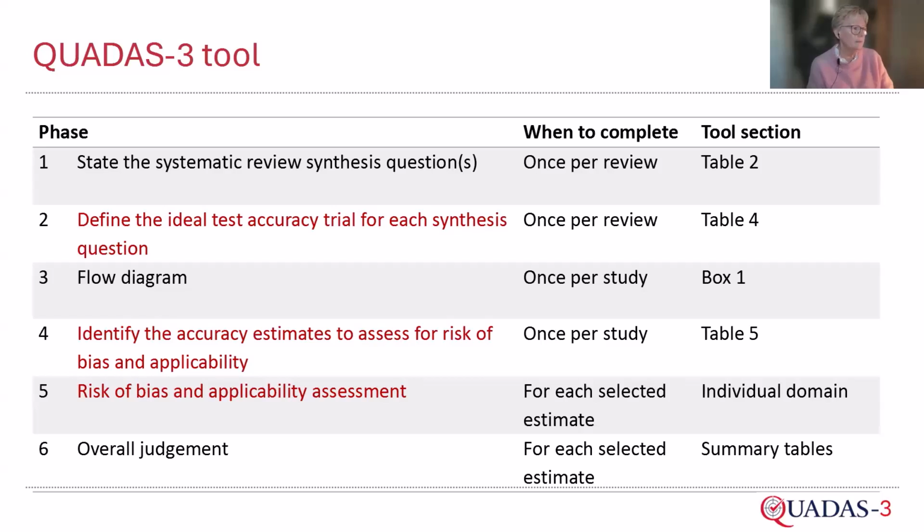Phase 5 is the meaty bit of the tool, really. This is where we undertake risk of bias and applicability assessments for studies across 4 domains for risk of bias and 3 for applicability. And then phase 6 is the phase where we make an overall judgment about risk of bias and applicability for each selected estimate. And phase 6 has now been formalized in QUADAS-3.